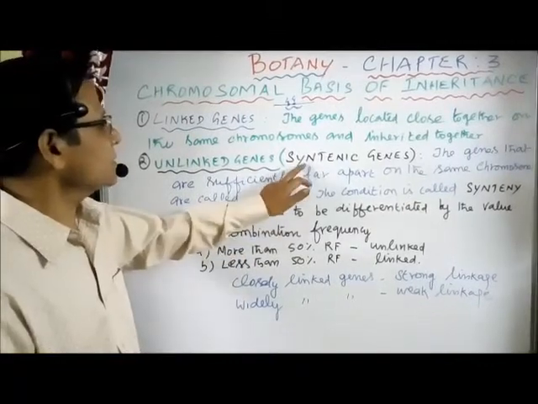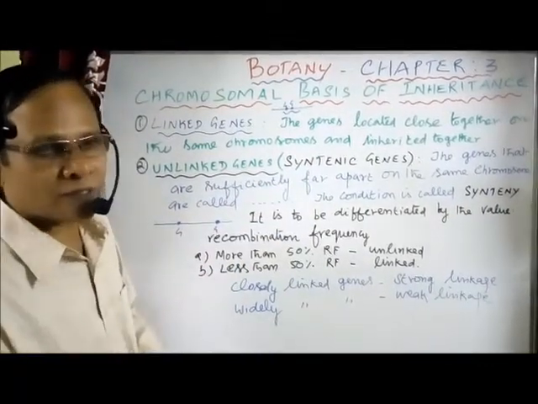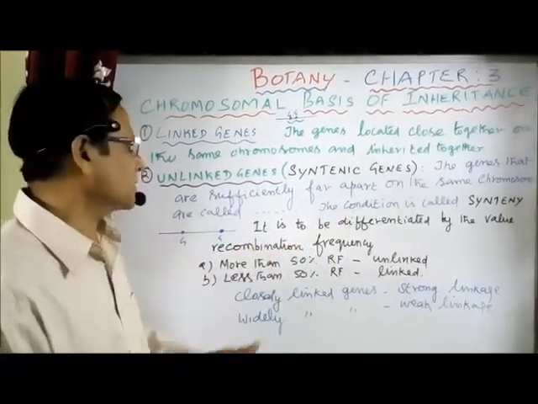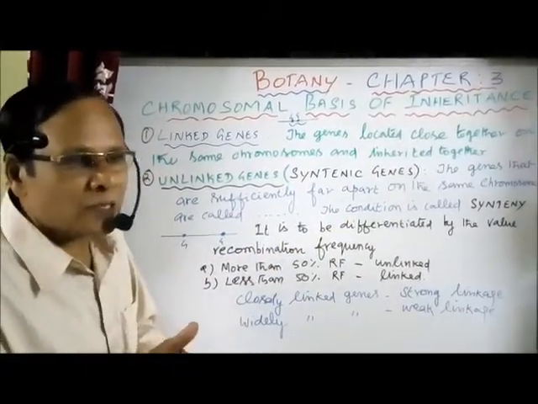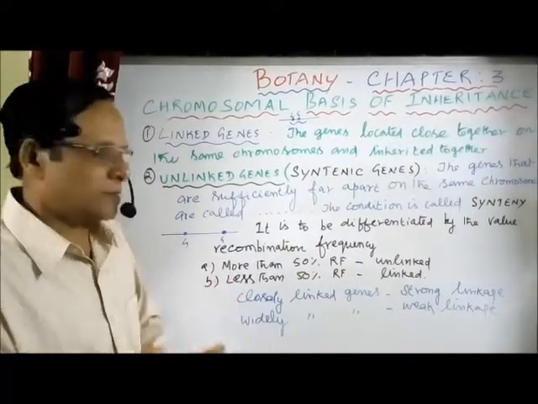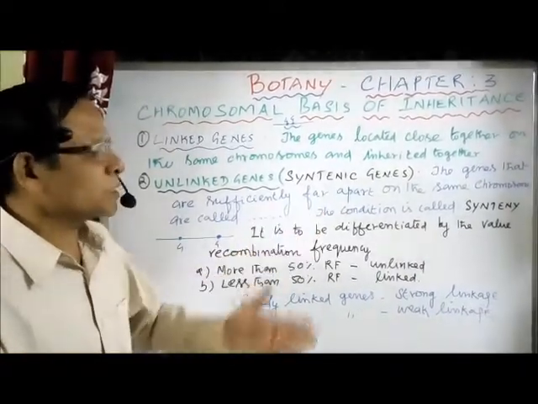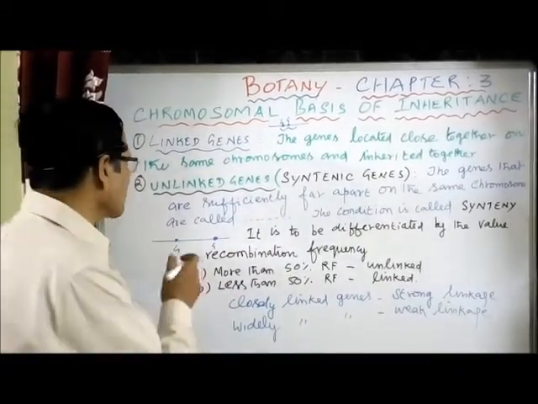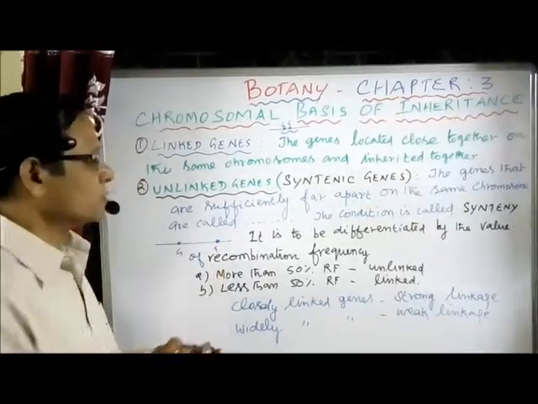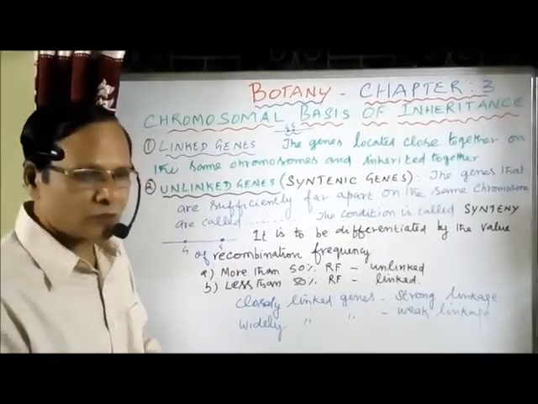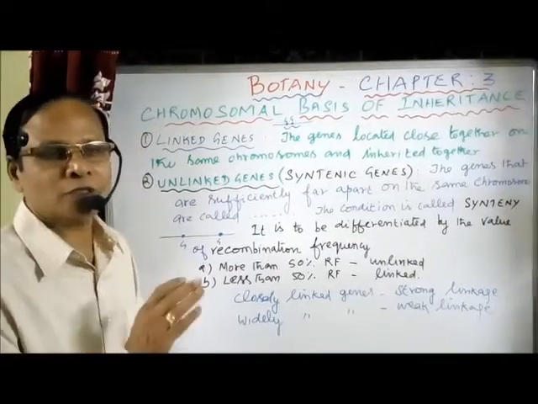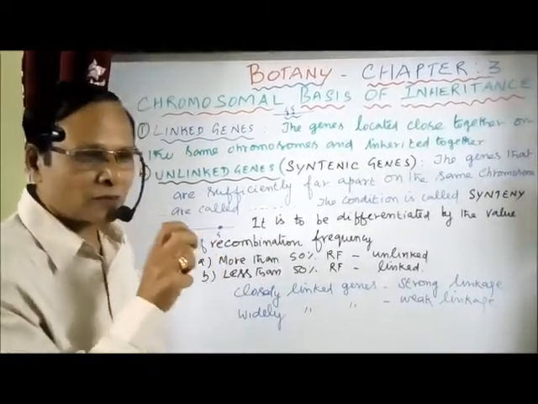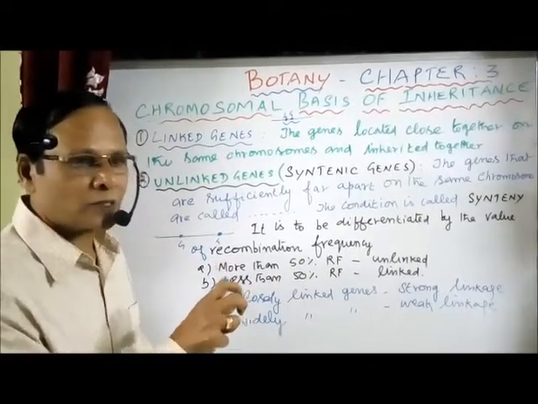They are also called syntenic genes, and the condition is called synteny. How can you differentiate the linked genes from unlinked genes? It is to be differentiated by the value of recombination frequency. What is recombination frequency? That is a measure of distance between the two genes. It may be calculated as centimorgan, percentage recombination frequency.